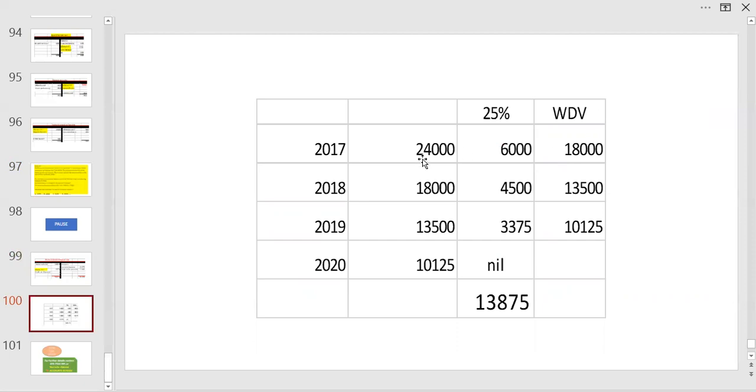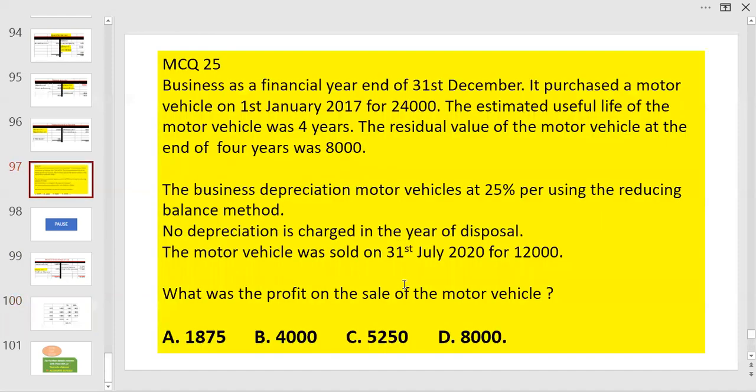The cost of the vehicle in year one, that is 2017, is 24,000. 25% is provided, and it becomes 6,000. In the next year, for the 18,000, the 25% is provided. It is 4,500. Now in the year 2020, we have not provided any depreciation. Now you will have to see the asset has been sold on 31st July.